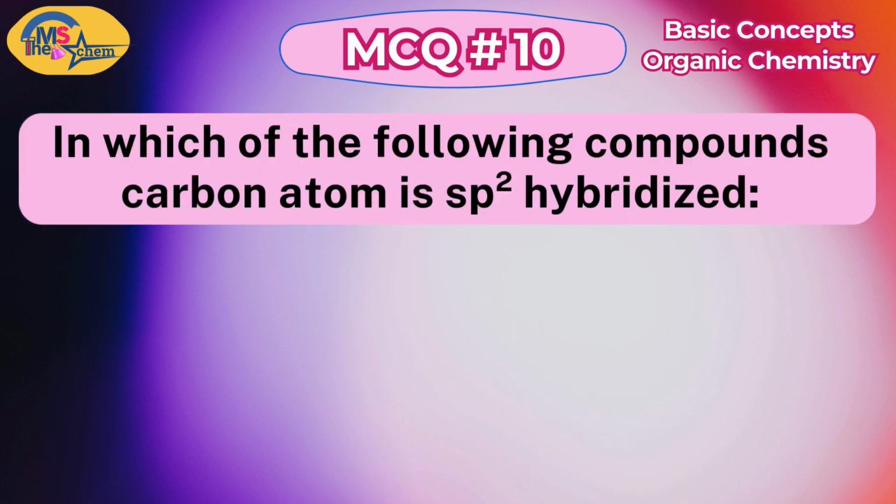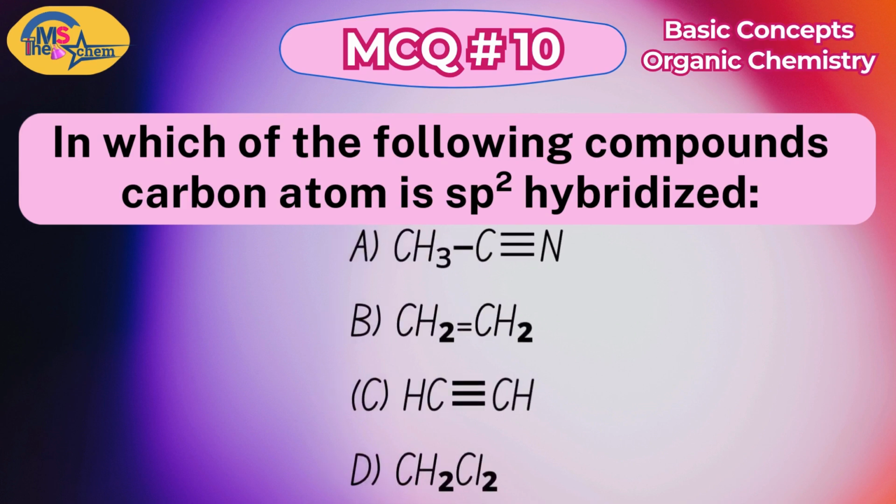And now question 10 is, in which of the following compounds carbon atom is sp2 hybridized? Here the 4 options are given. You can see that A option is CH3C triple bond N, B option is CH2 double bond CH2, C option is CH triple bond CH, and D option is CH2Cl2.